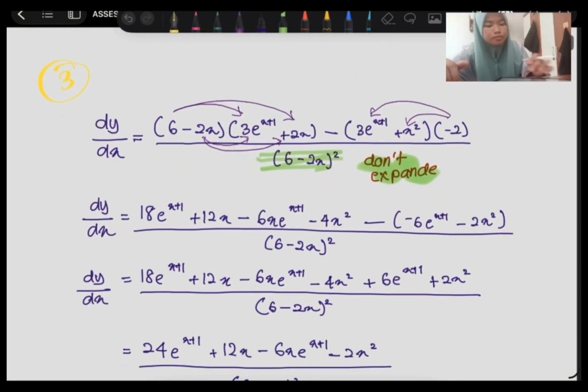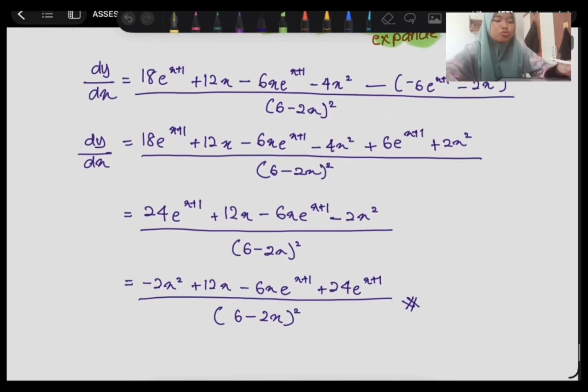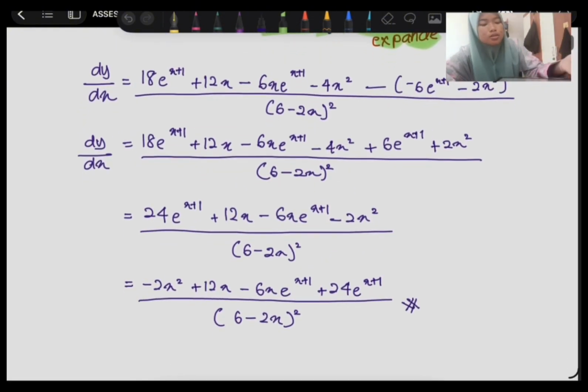So when we insert, what we can expand, go expand. But remember, no need to expand the function at the below, which is v squared, because if you expand it, it's going to make it hard when you want to solve the equation. So after we expand, this is the final answer. Okay, again, I put the exponent at the back. x with x, exponent with exponent, so our answer will be prettier.